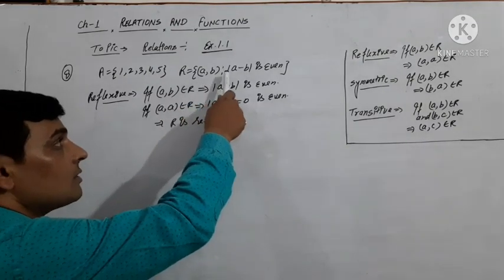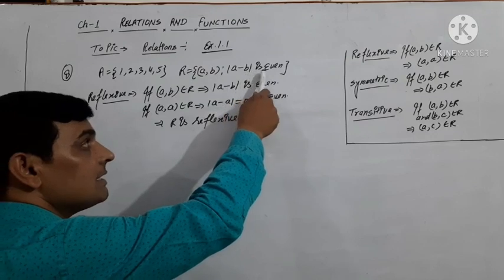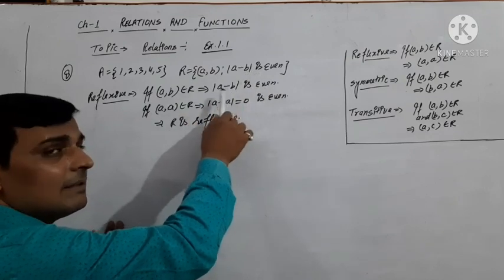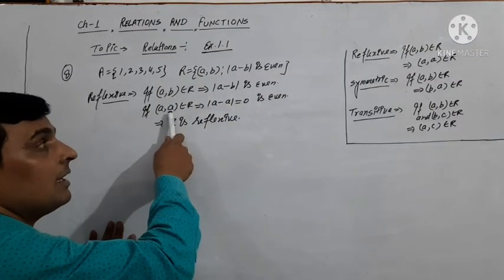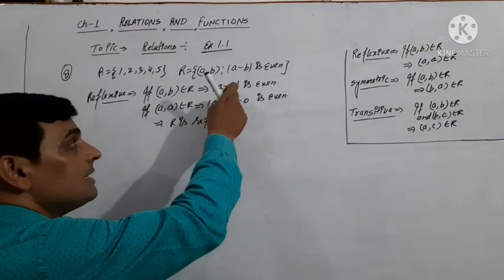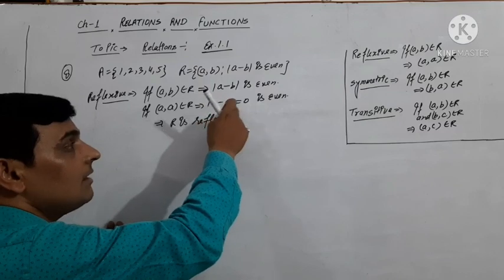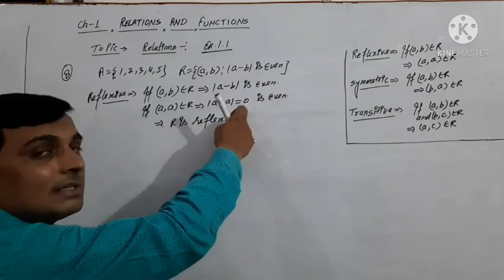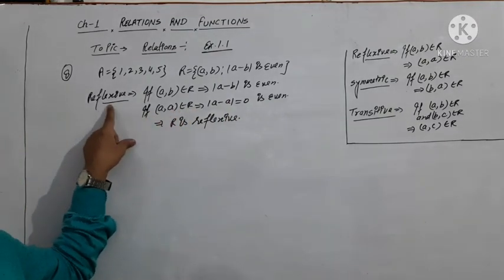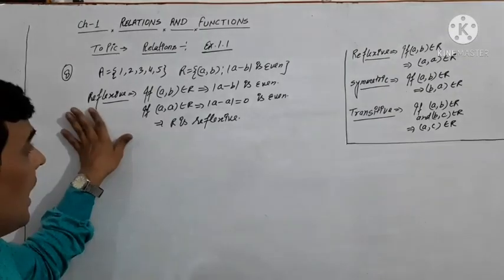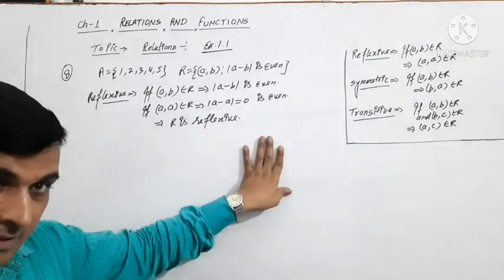If (a, b) belongs to R, then modulus of a minus b is even. This is the condition which is given in the question, and we have to check (a, a). For (a, a), we are replacing b by a, then a minus a is 0. And modulus of 0 is 0, which is even. So the condition for reflexive relation is satisfied. Thus the relation R is a reflexive relation.